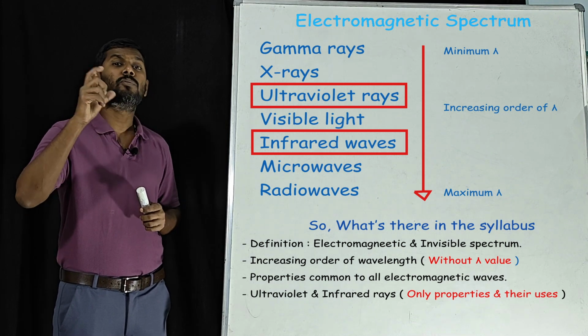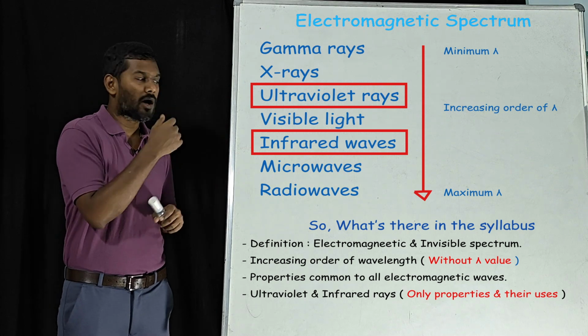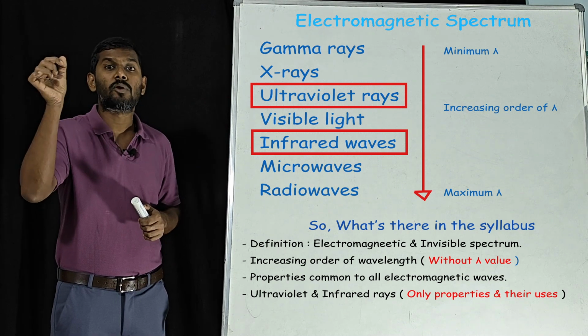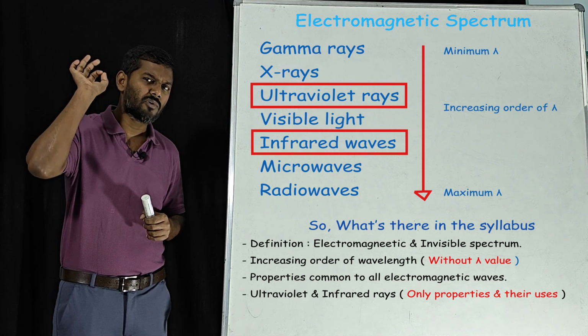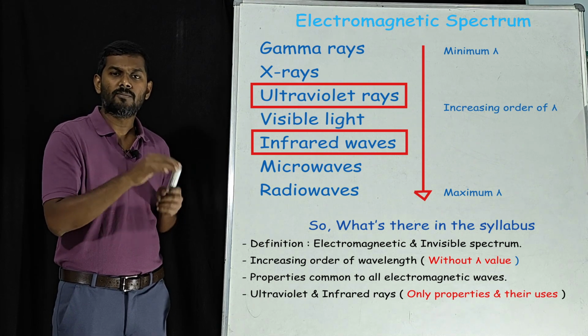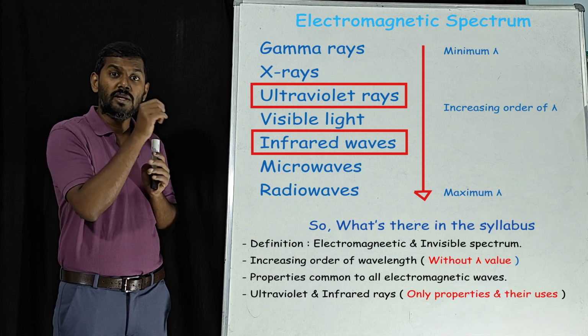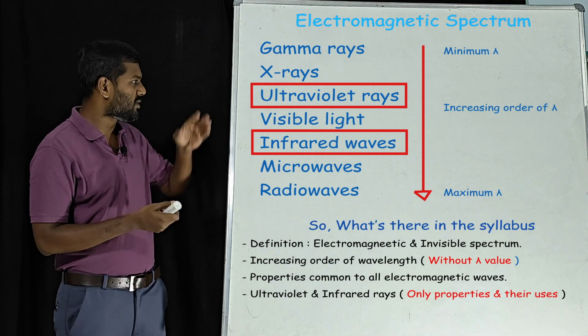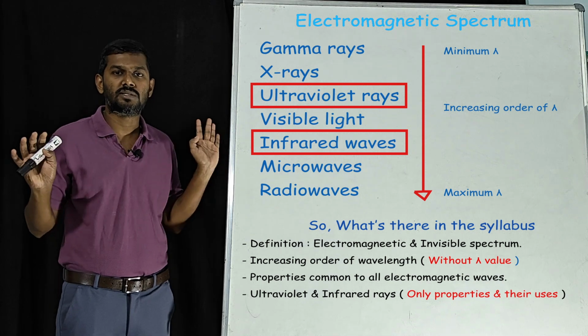Then common properties. Before going to the particular infrared or UV, there is one paragraph on common properties. Those common properties are very much important. In the concept video, I'm going to tell you why it is very much important and how to use it when the question is asked. So once we learn all these things, that's it.